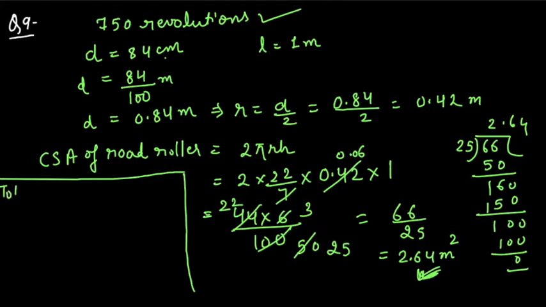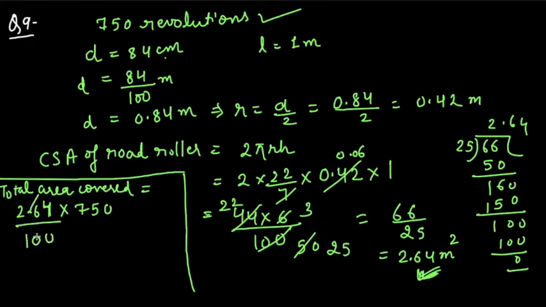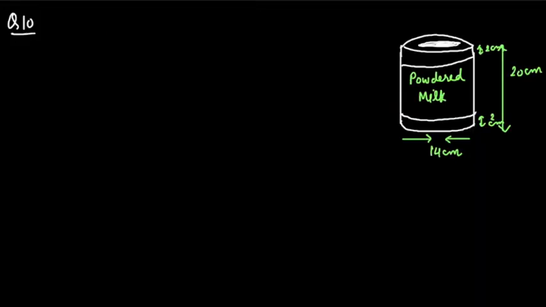So how much will be the total area covered? Let's see. Total area covered will be, if I multiply the distance covered in one round, 2.64 into 750, I will get the complete distance. You will get 100, right? So let's see how much it will be if I solve it further.